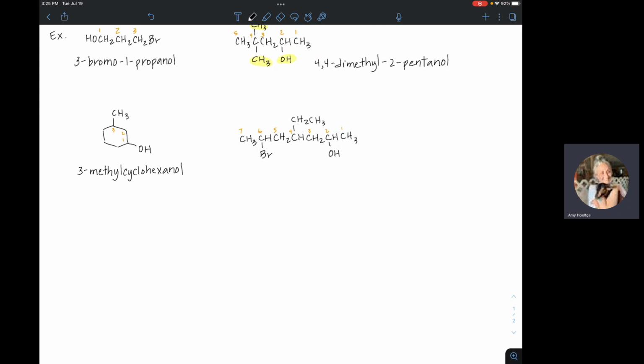So this will be a 6-bromo-4-ethyl. Now, you know you have a heptanol, but you have to let someone know that the hydroxyl group is hanging out on carbon 2. So you'll put a 2 dash heptanol.